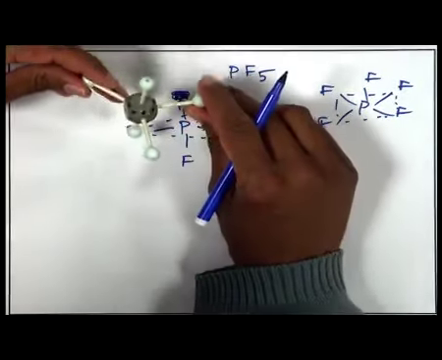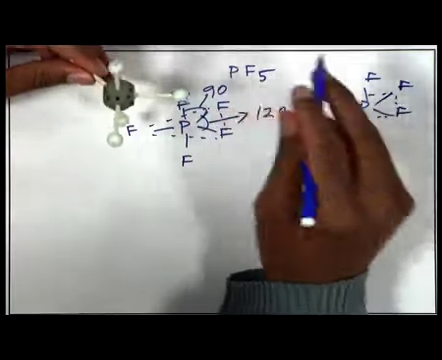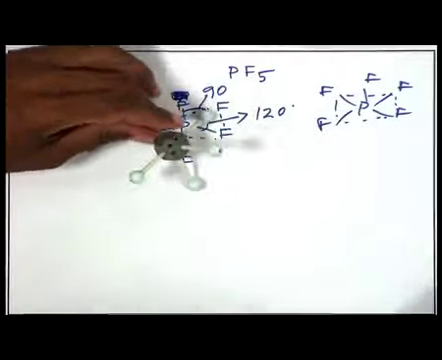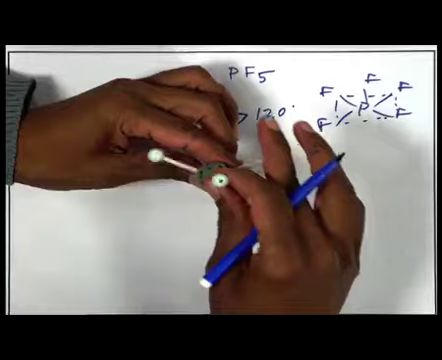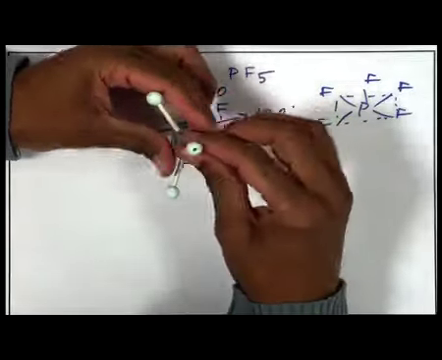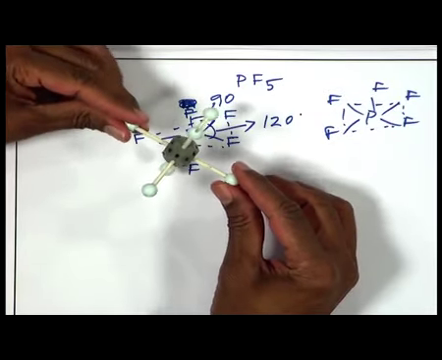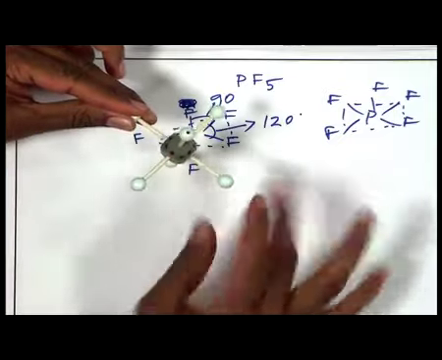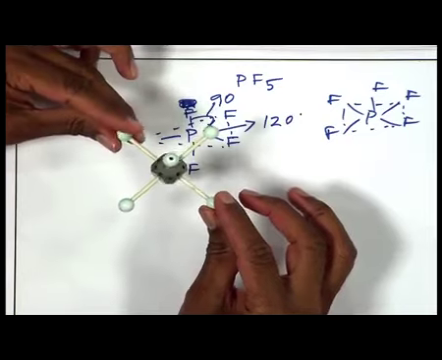So that is the way of arranging 5 atoms around a central atom if you have 5 regions of electron density. Similarly, what about 6? If you have 6 regions of electron density, then the best way to arrange them is in an octahedral manner. What is octahedral shape? This is the octahedral shape. You can see here, this is the central atom connected to 6 atoms: 1, 2, 3, 4, 5, 6. So this is the shape of octahedral.